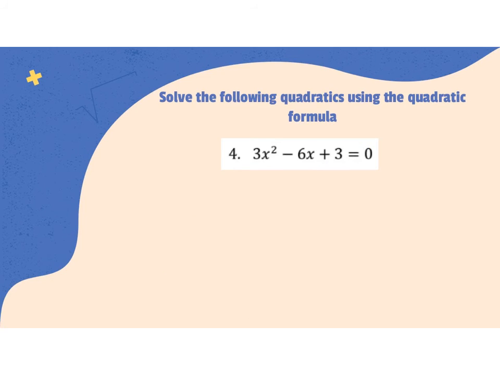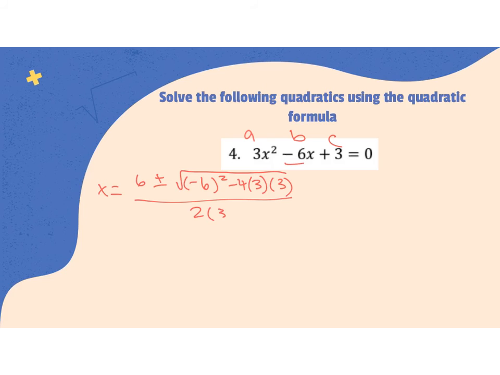All right, let's look at one more together. So again, we're going to start off the same. We identify our A, our B, and our C. So I have x equals the opposite of B, which is positive 6, plus or minus the square root of B squared minus 4 times A times C, all over 2 times A. Start underneath the radical. So I have x equaling 6 plus or minus, negative 6 squared is 36. Negative 4 times 3 times 3 is also 36. And then 2 times 3 on the bottom is 6.